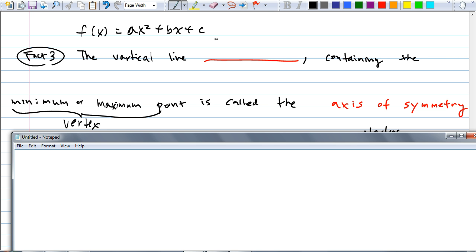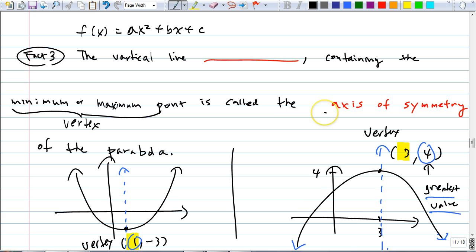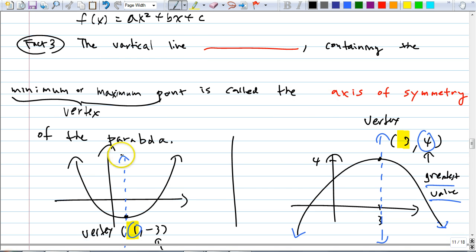One person? Okay, so take a look at this picture. What do you think the equation of this vertical line is that passes through the vertex 1, negative 3? Raise your hand. What's the equation of this vertical line that passes through the vertex 1, negative 3? Okay, I want you to think about this as a group. What about this one too, the one that goes through 3, 4? What is the equation of this axis of symmetry? Everybody think about it as a group.